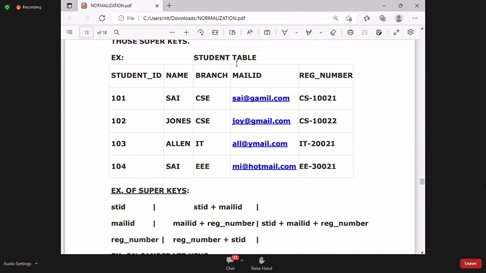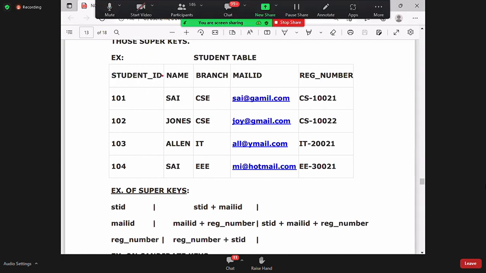5 columns. Out of 5 columns, first of all I need to identify the super key columns. Super key column means what we said? A column or combination of columns uniquely identifying a row in a table. That type of columns are called super key columns. Now, first you can see the student ID column. In the student ID column, row-wise, do you have any duplicate number? No.